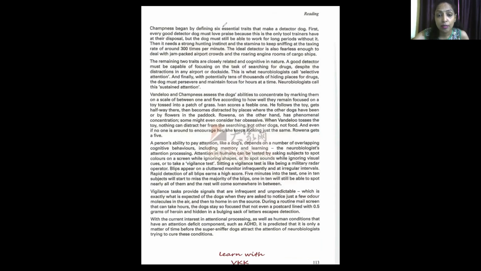So I get some traits of the dog being discussed here. Ideally, possibly the answer is not here. I'm looking for vigilance test. Again, there are some traits being discussed. And now I get to how to assess the dog's ability to concentrate by marking them on a scale. And so far, again, I can't see anything about vigilance test.